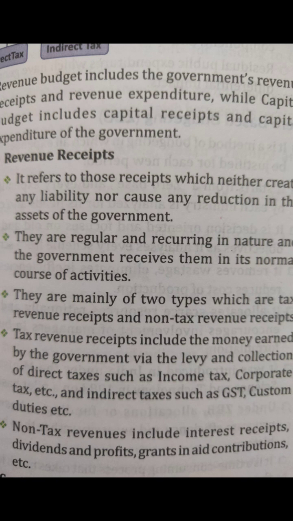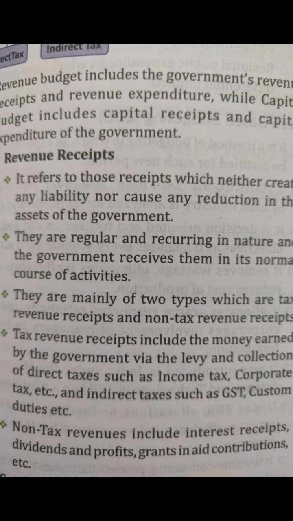1. Revenue receipts. Revenue receipts are like the government's monthly income, money it earns regularly. Key points about revenue receipts. This money comes without borrowing or selling anything. It doesn't create any debt for the government. It doesn't reduce the government's assets like property, land or businesses.